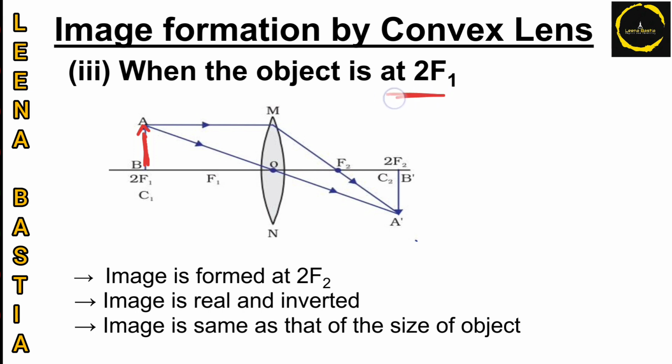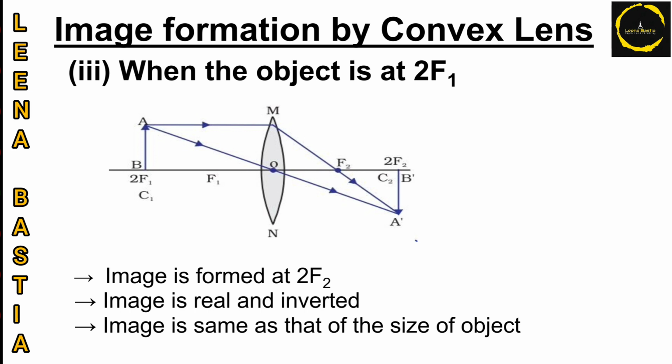When the object is at 2f1, here we have two rules to follow. One is parallel, it will pass through focus, and then through optical center. Whenever they meet, that intersection point is the image place, right? So you got that the image is formed at 2f2. This image has to be real and inverted because the rays are actually meeting. The image is of the same size as the object. That is what the case was when the object was at center of curvature in case of mirror, isn't it?